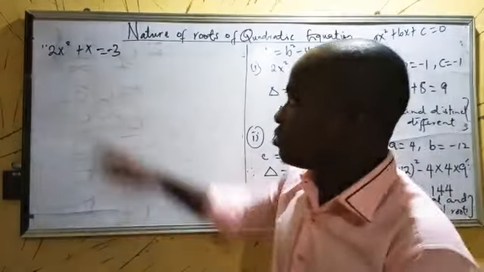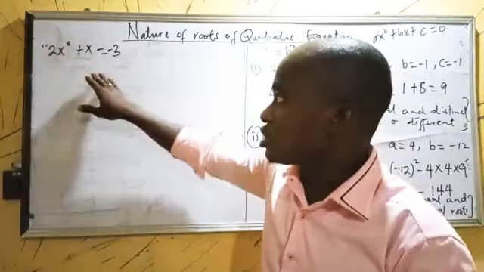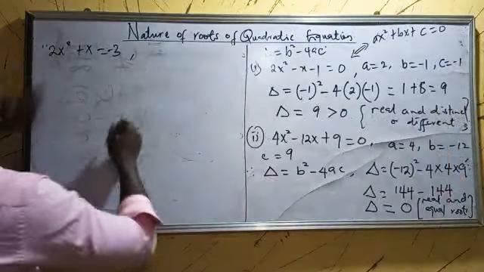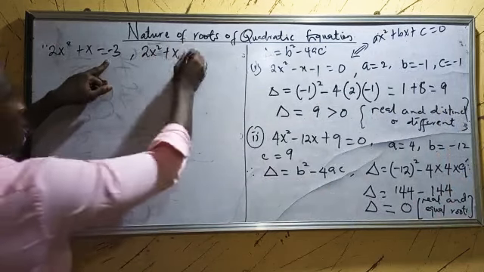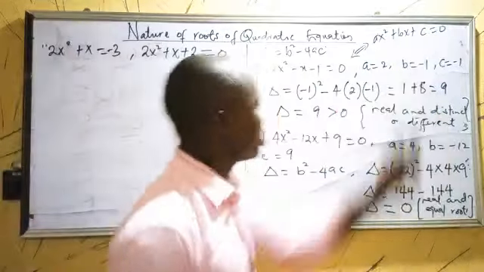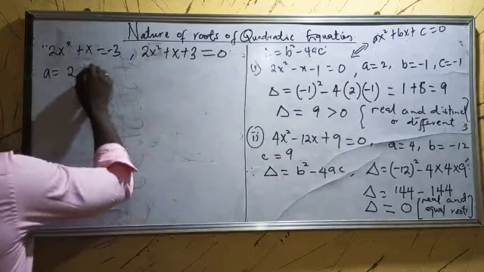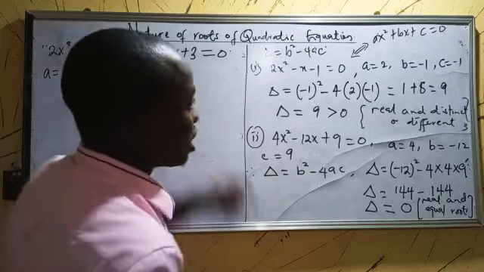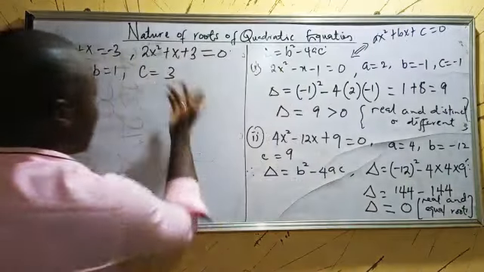You can see that to determine the nature of this root, the first thing you are going to do is to transform or change this to the general form of quadratic. So this could be written as 2x squared plus x, take this minus 3 to this side, plus 3 equals to 0, which is now in the form of a quadratic equation. By comparing, we can see that our a is 2, b is 1, and c is 3. All these are positive, that is the reason why we do not even write the positive sign here.